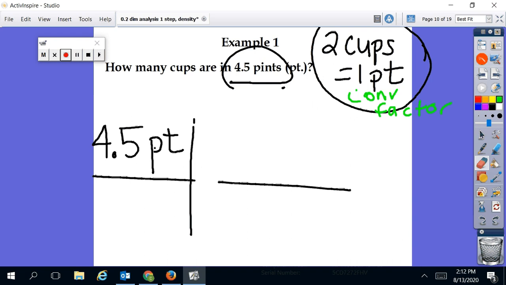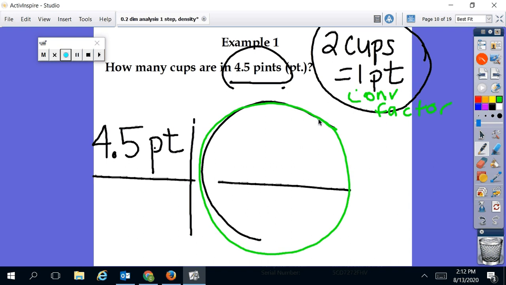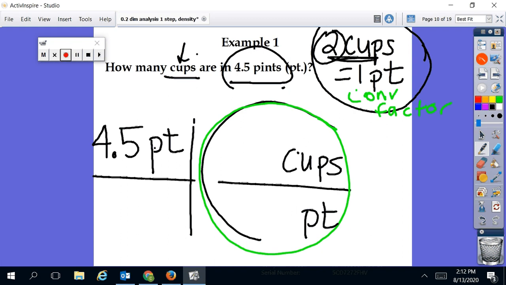This right here is where my conversion factor is going to go. Okay, now the goal is to cancel out the given units, put the new units. So pints is going up there, I want pints canceling out down here. And I want cup. So cup is going up here. Now I have to look at this conversion factor and match the numbers with the units. So 2 cups, 2 goes to the cups, 1 goes to the pints.